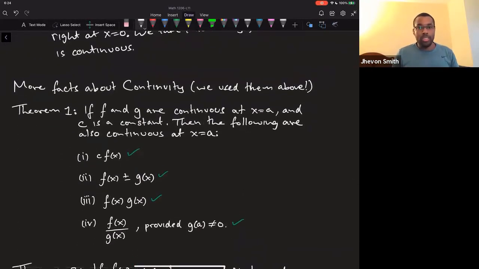We have properties of continuous functions. So if a function is continuous, any constant times that function is continuous. If you have 2 continuous functions, you can add or subtract them, and the result is a continuous function. If you have 2 continuous functions, you can multiply them, the result is a continuous function. If you divide them, the result is a continuous function, except if the denominator is 0.